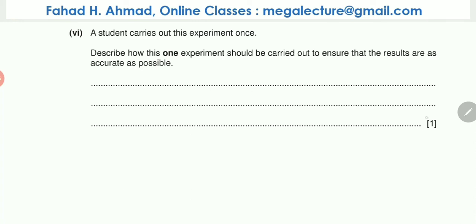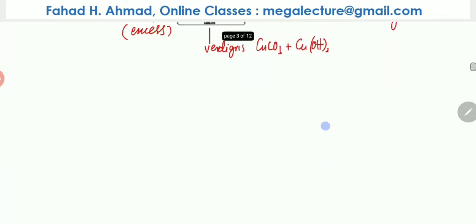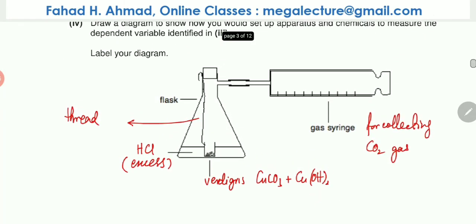So it's a 1 mark question, and any reasonable attempt at answering how you could improve accuracy would be good enough. So if you look at the apparatus over here, how could you improve? Look at the apparatus as carefully as possible, because you've already done a few things. Using this thread was very intelligent. It would make the volume of gas that is collected very accurate. Now one thing is you could check the seals.